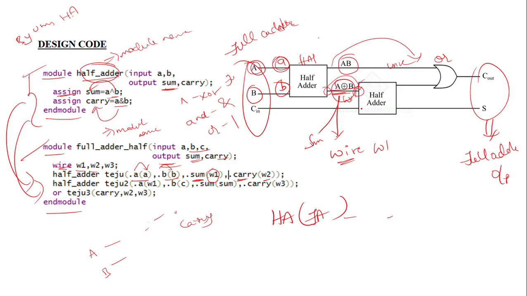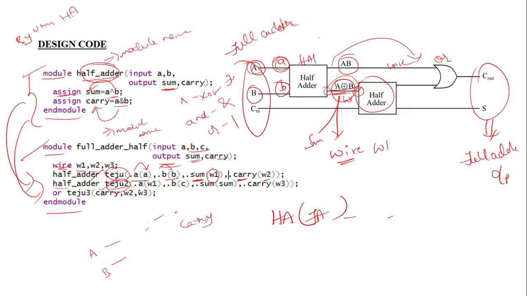Next, the second half adder. Just look into the second half adder. What you have to do, just write the module name. Next, the instance name. You can write anything, but don't write whatever you wrote in the first one. It may be illegal, means it may be a duplicate, so don't use the same names here. Use different names for these two lines.